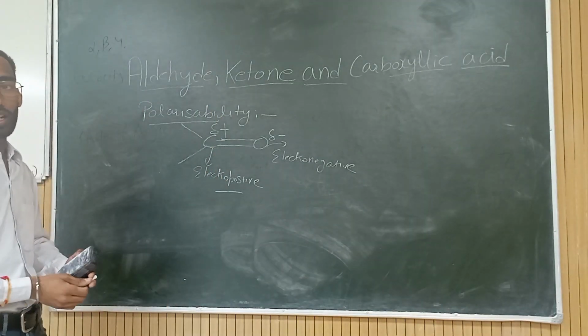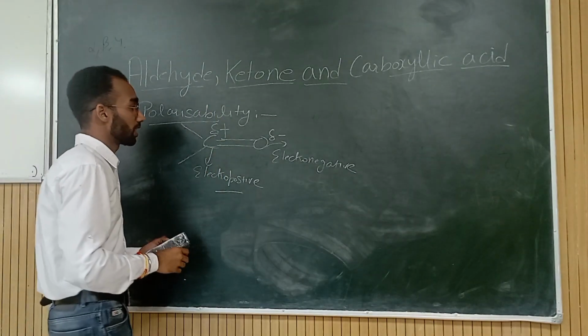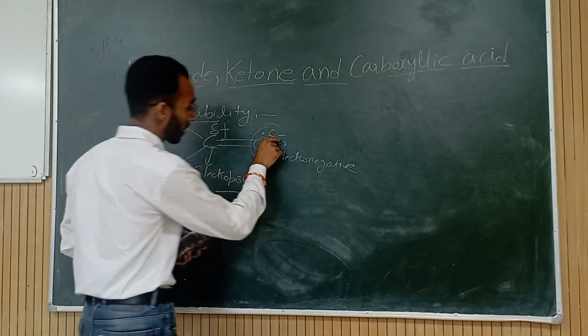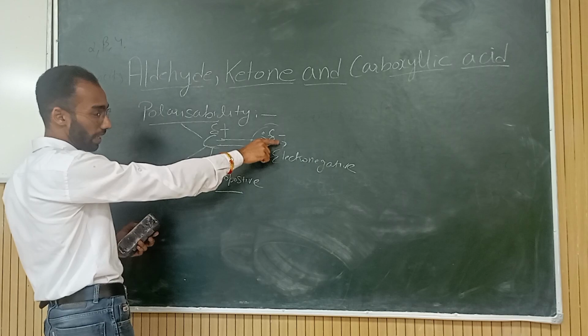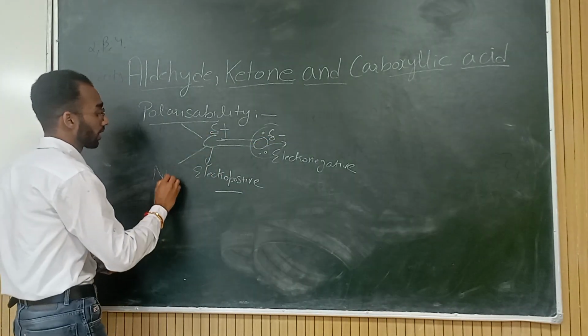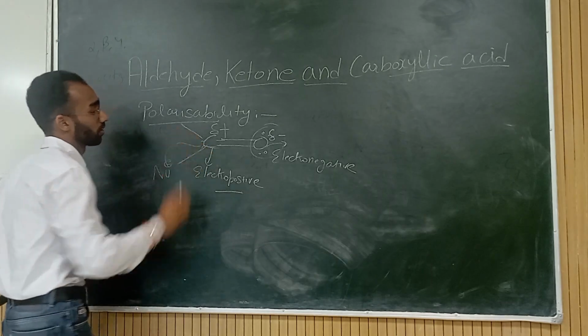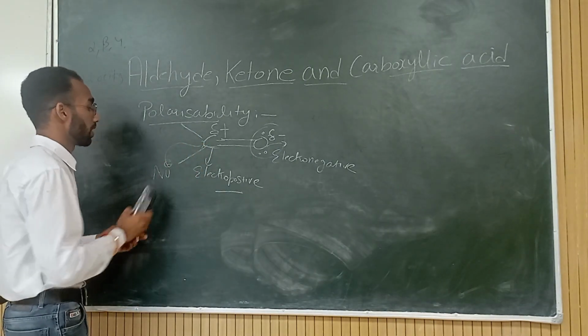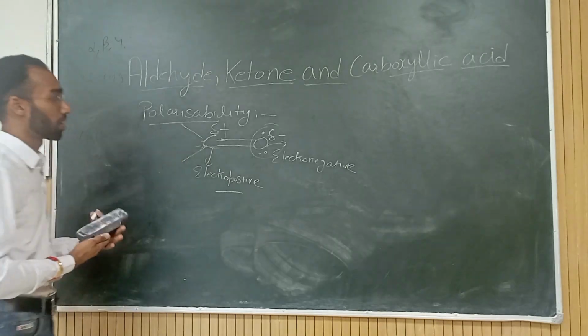Now this carbonyl has both possibilities. It is nucleophilic with respect to the oxygen because there is delta negative charge, and this carbon is electrophilic, meaning any nucleophile can attack this center to form a bond. Both possibilities arise because of its polarizability.